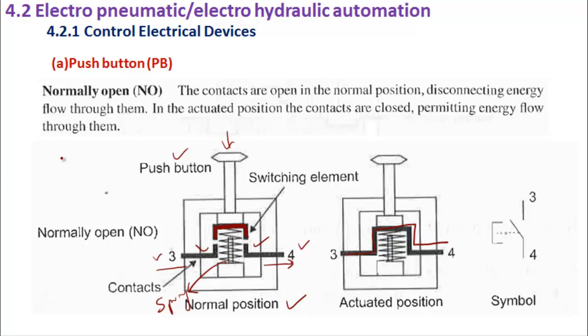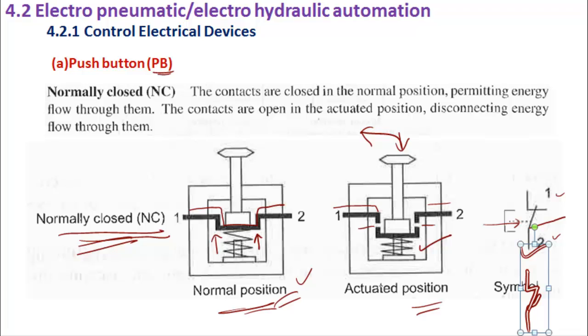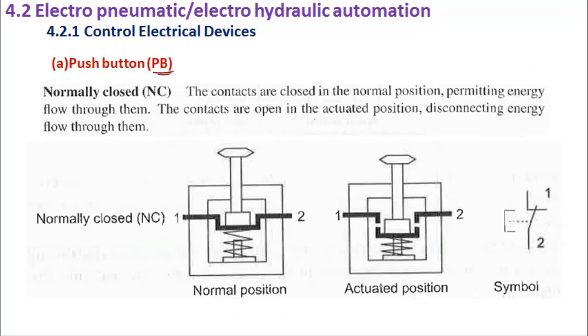Okay, so this is the normal position, which is normally open. In the normally closed case, there is a connection already between 1 and 2 because of the spring. Once you push the button down, the connection is open here and the spring is compressed. Then when you release the pressure, it will go back to the normal position.